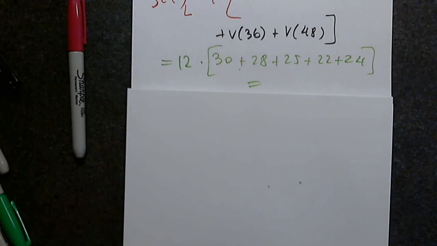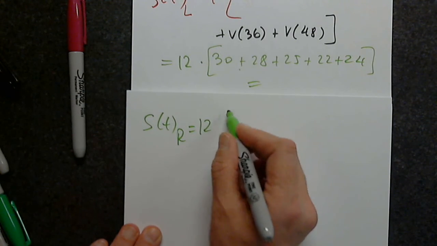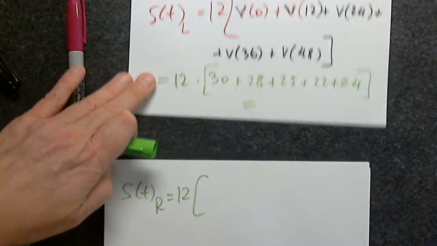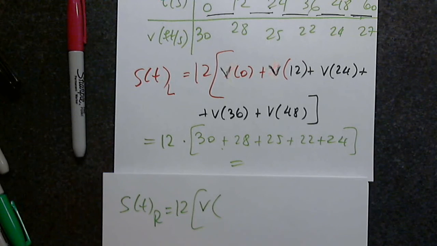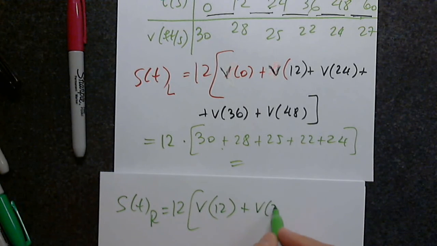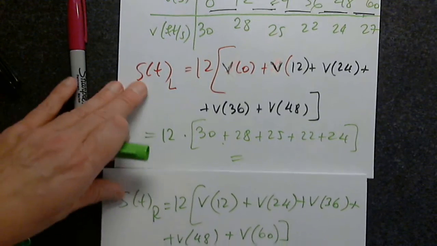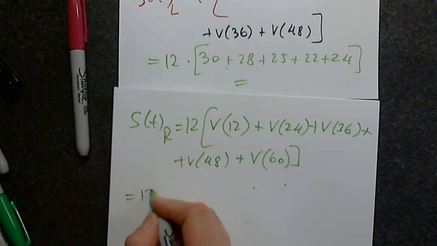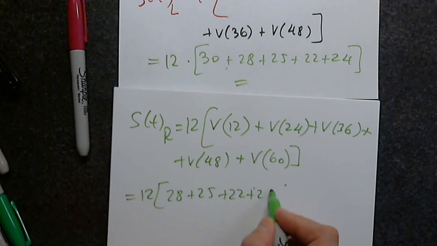Now we want to determine the same thing, but with the rightmost point. Still 12, but this time where do I start and where do I end with the rightmost point? V of 12, plus V of 24, plus V of 36, plus V of 48, plus V of 60. I'll wait for you to give me the number. So this time it is 28, plus 25, plus 22, plus 24, and plus 27.